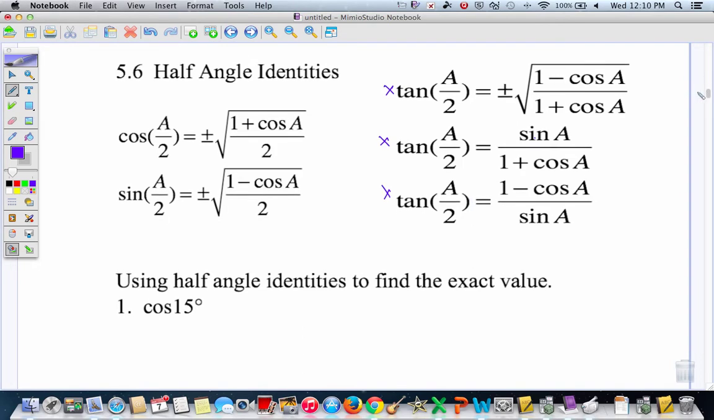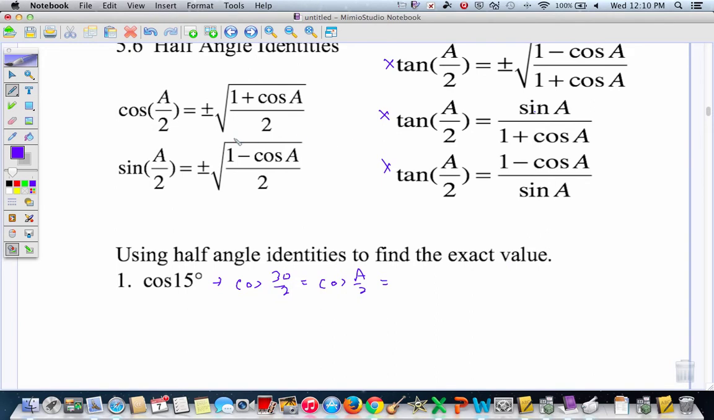We're going to use our half angle identities to find the cosine of 15 degrees. Well, 15 degrees from a half angle is 30 divided by 2. So in other words, right now our A value is 30 degrees. I'm going to substitute that into our cosine formula right here, and we have plus or minus the square root of 1 plus the cosine of 30 degrees, divided by 2. I'm going to start right away with this plus or minus.